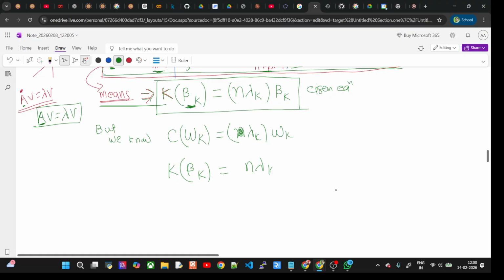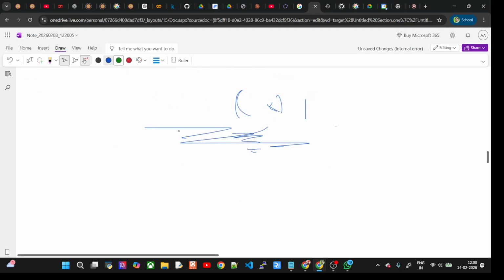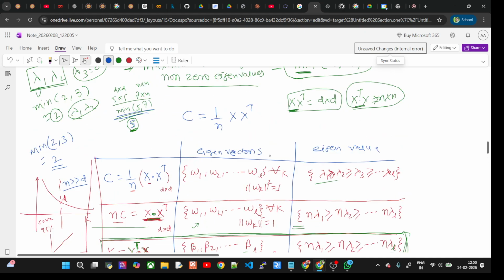Sorry, one second. I think my screen hanged. I'm not able to write that. Okay, now it's coming. I think this is an old file. I'm just trying to scroll it down.